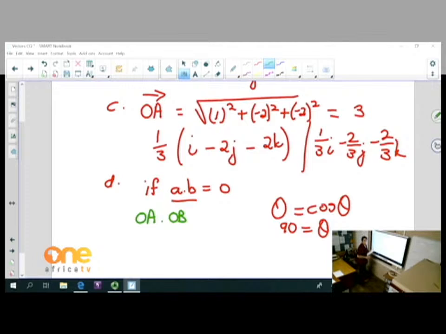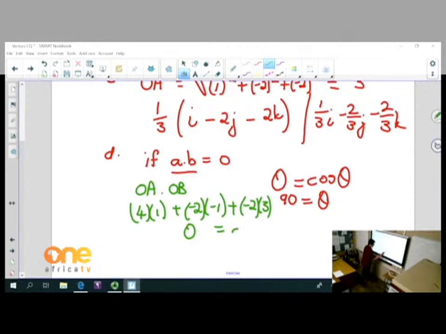So what is A dot B? It means i1 i2 plus j1 j2 plus k1 k2, with negative 2, 3. And we can show there now that this is 0. Don't stop there. So 0 is equal to cosine theta. Conclude now that theta is 90 degrees. And then OA will be perpendicular to OB, because that was what you were actually supposed to show. So make the conclusion on that point there.